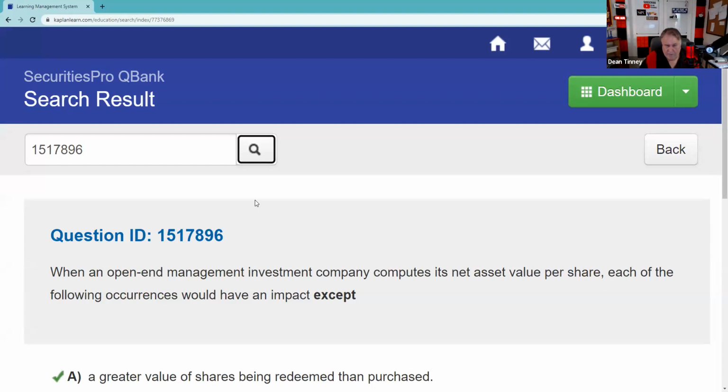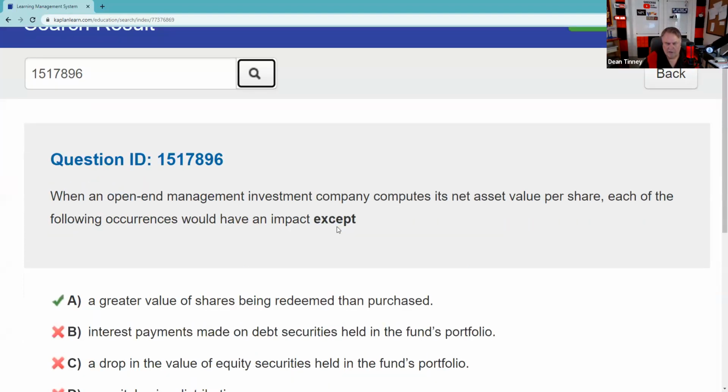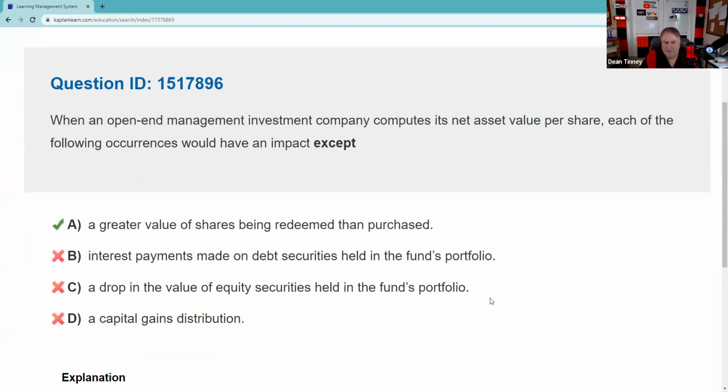Okay, it says when an open-end management investment company computes its NAV, each of the following occurrences would have an impact except. What we're looking for is things about the securities, as I just said. If interest payments on the debt securities are paid into the fund, NAV goes up. If there's a drop in the value of our holdings, it goes down. A capital gains distribution will make it go down. And the trick is purchase and redemption have no effect on the NAV because the number of shares goes up or down, but the divisor moves the same way.